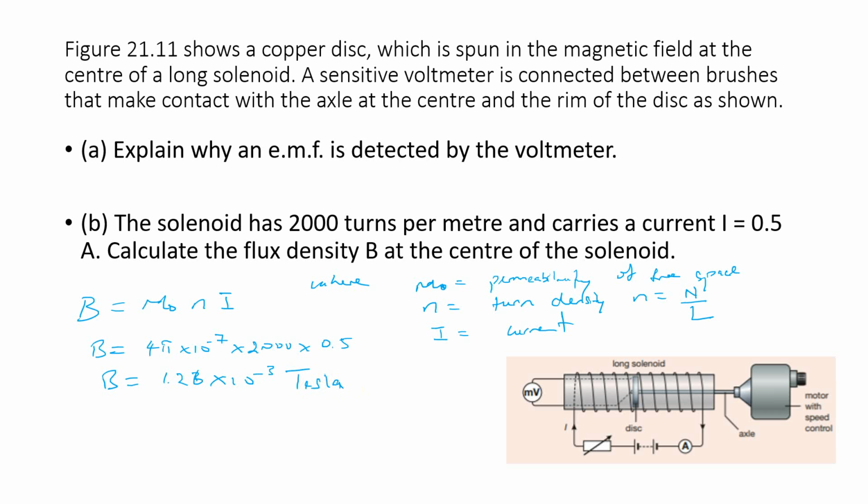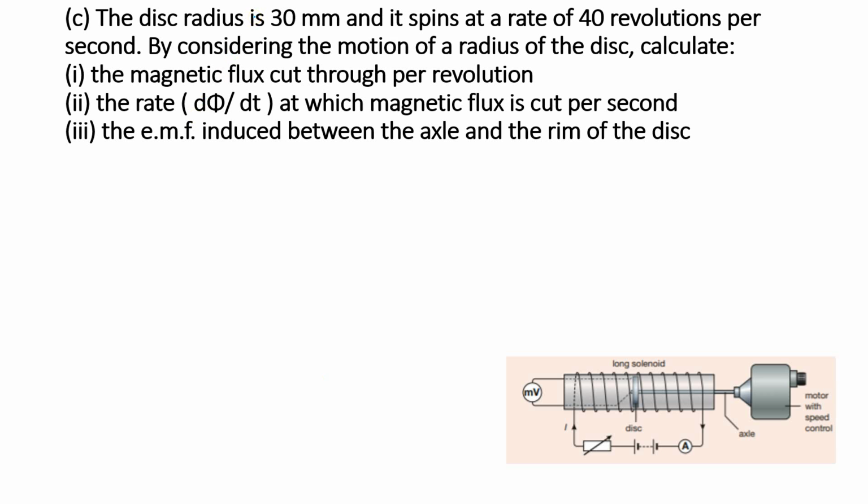Having said all of this, the question continues to say that the disk radius is 30 millimeters and it spins at a rate of 400 revolutions per second. Then it says that by considering the motion of the radius of the disk, calculate the magnetic flux that cuts through per revolution. So they're asking us to find the magnetic flux, and we know magnetic flux is B times A. So we want to know the magnetic flux that is cutting across the area of the disk.